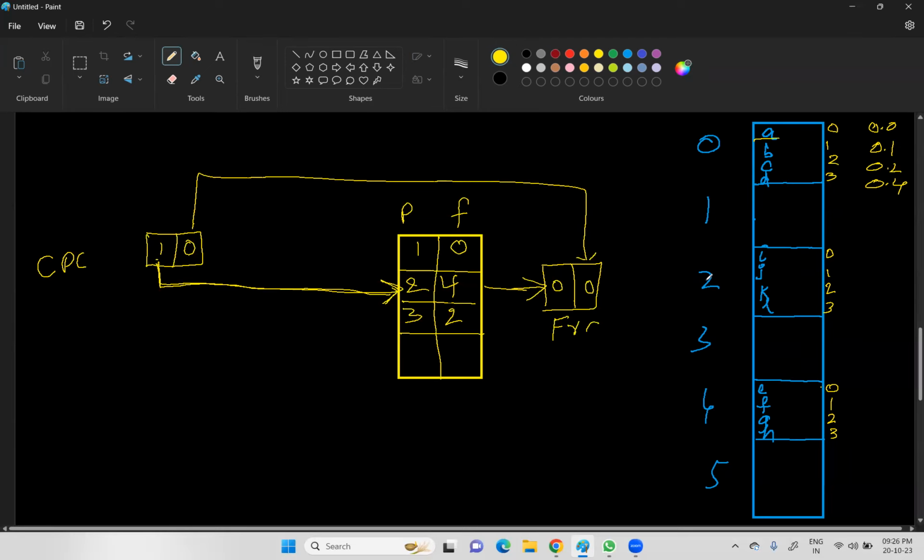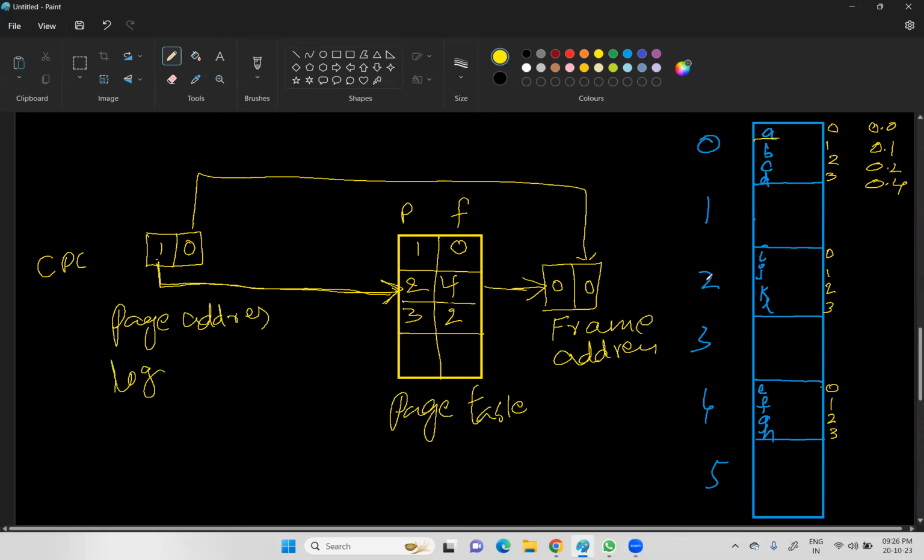0 will be taken and given as this particular frame address. This is a frame address. This is a page table. This is a page address. Page address means logical address, simply speaking. And this is the frame address, in the sense, the physical address.